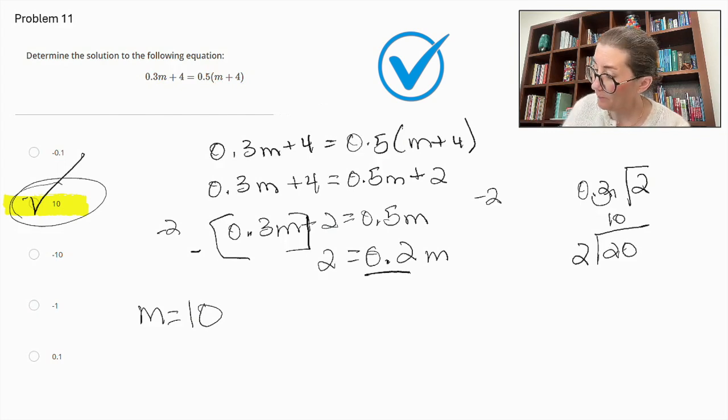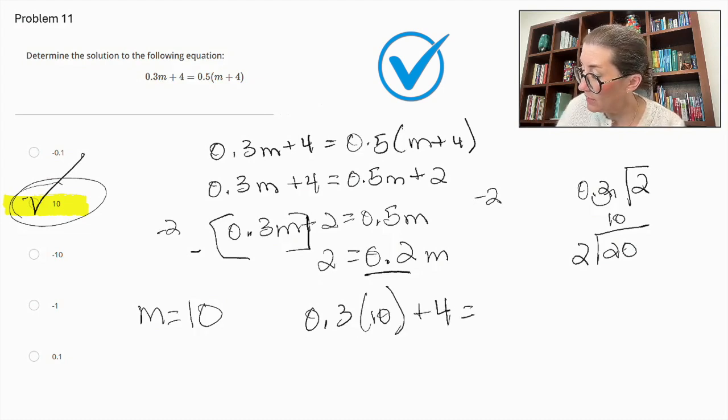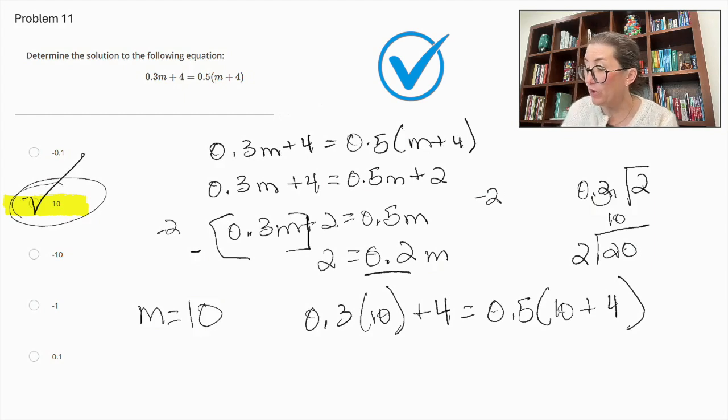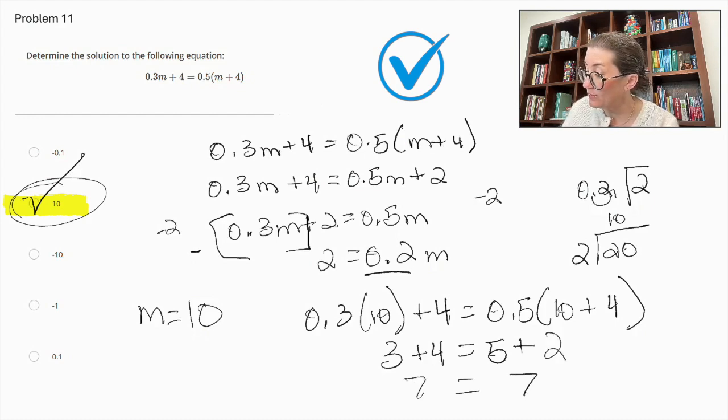We can plug it in. 0.3 times 10 plus 4 equals 0.5 times 10 plus 4. 0.3 times 10 is 3, plus 4. That is equal to 0.5 times 10 is 5, and 0.5 times 4 is 2. And we get 7 equals 7. So indeed 10 is the correct answer.